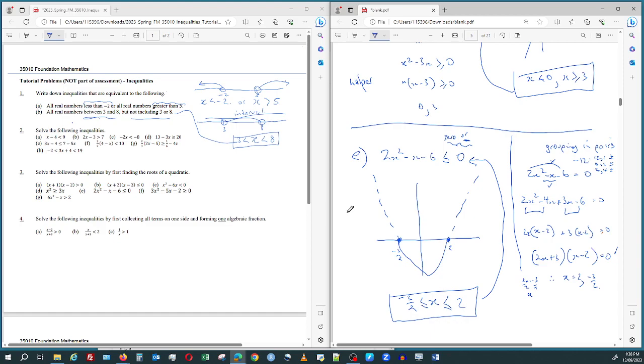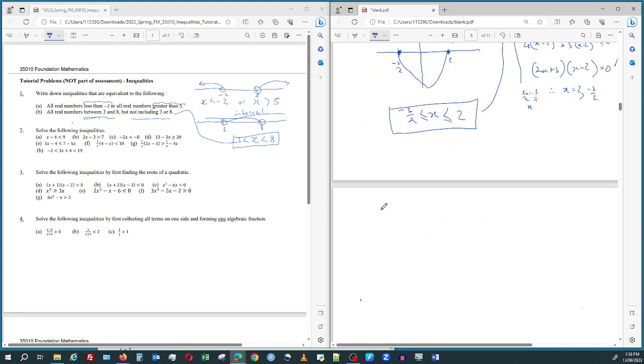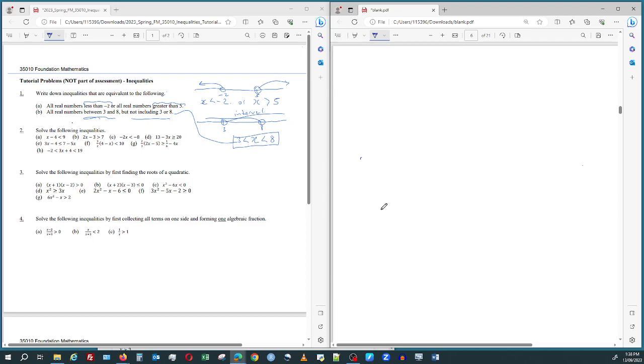But before I do that, I want to show you why grouping in pairs or factorising isn't the answer. All right, so let's have a look at f. 3x squared minus 5x minus 2 is greater than 0. So if I take this over here and think about how I'm going to factorise this, grouping in pairs again.